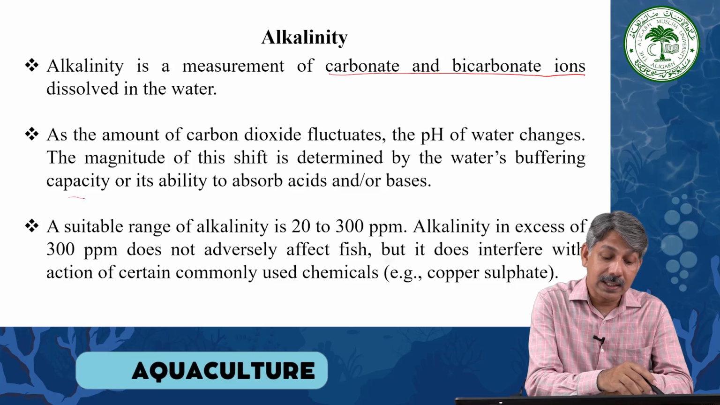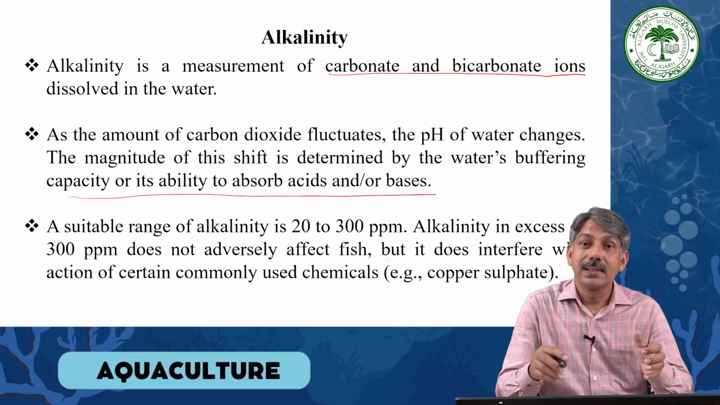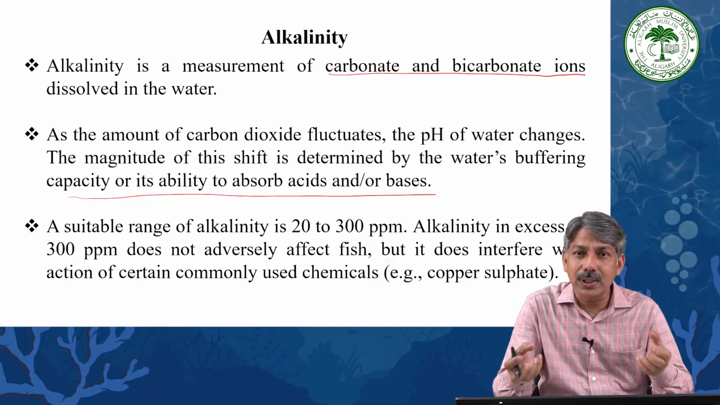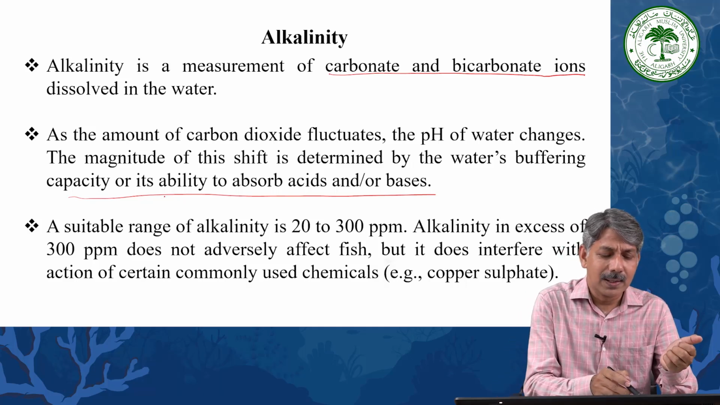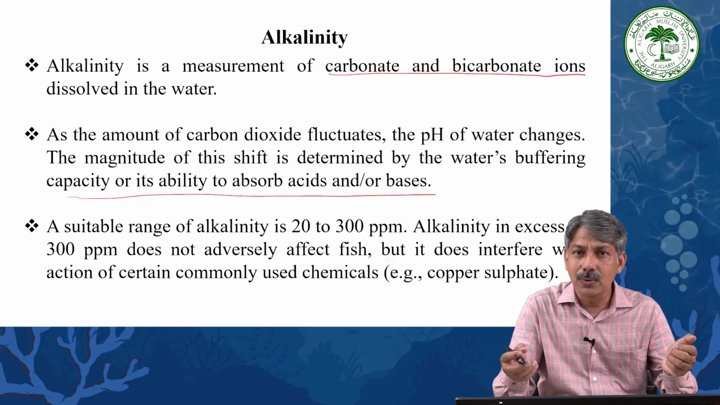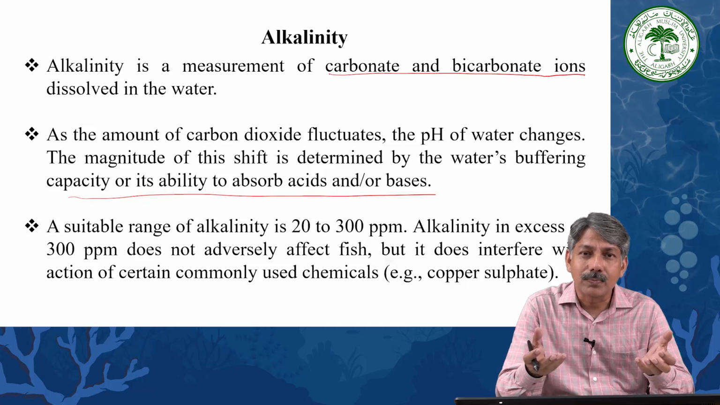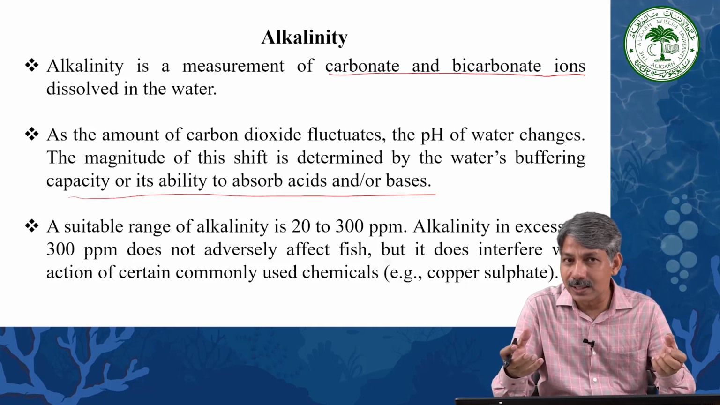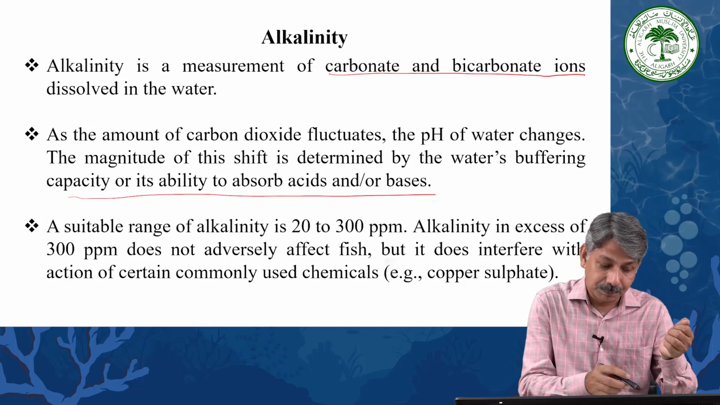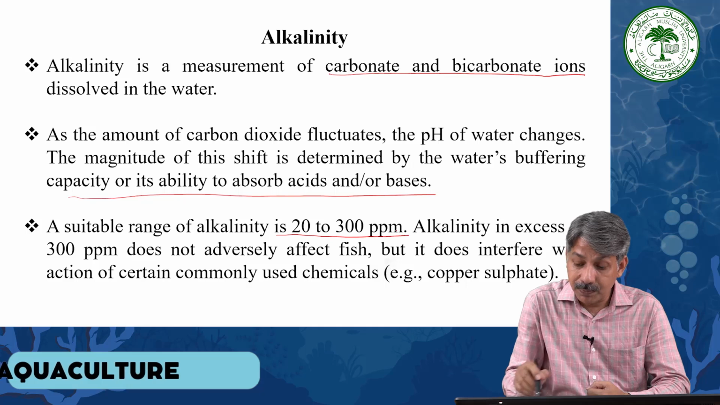In fact, the alkalinity of the water system provides the water the cushion to absorb acids and bases, or fluctuations in pH. So that works as a cushion to control the fluctuations in the pH, and the fishes are not that much affected. A suitable range of alkalinity is 20 to 300 ppm.